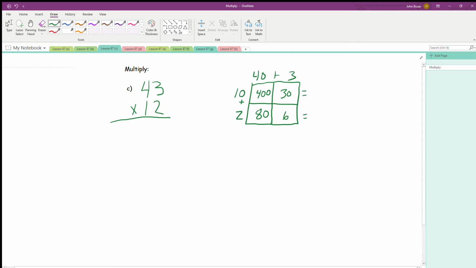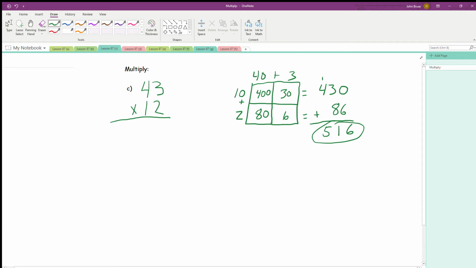We're going to add those up. That's 430. Plus, and then 80 plus 6 was 86. We've got 6, 8, and 3 is 11. Carry the 1. That leaves us 516. Okay.